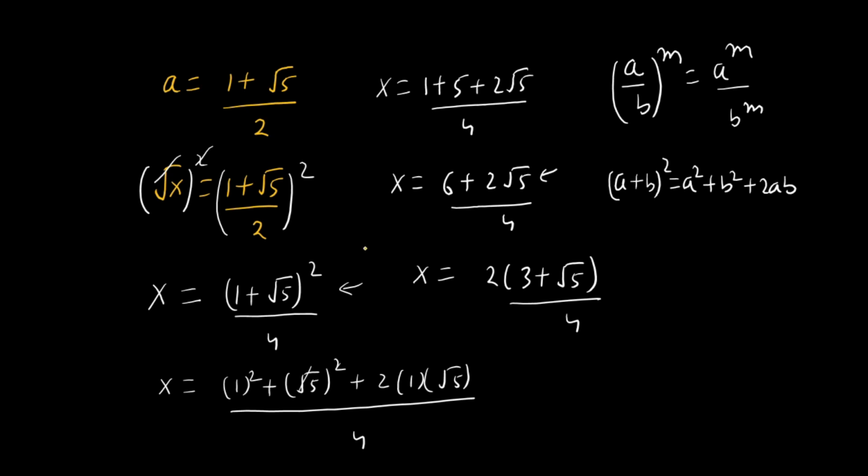Here if we divide the numerator and denominator by 2, then this 2 is cancelled out by 2 and this 4 is divided by 2, then we get 2. Then the value of x is (3 + √5)/2. Here this is our final answer.